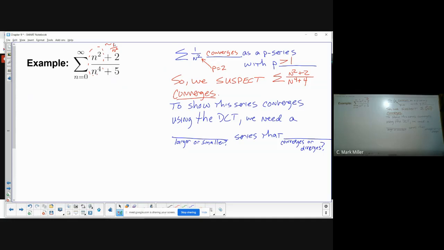A larger convergent series. Perfect. Right? You need a larger series that converges. Now, this part over here is the easy part. Because if we suspect it converges, whatever series we find has to do the same thing. If we suspected it diverged, we put diverges here. Okay? And it'd be a smaller series. That's that little 2x2 thing we made last time.